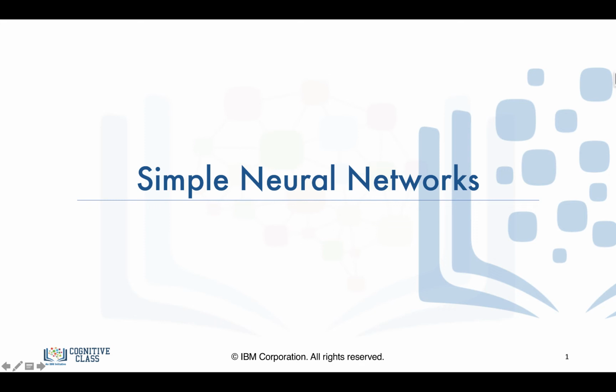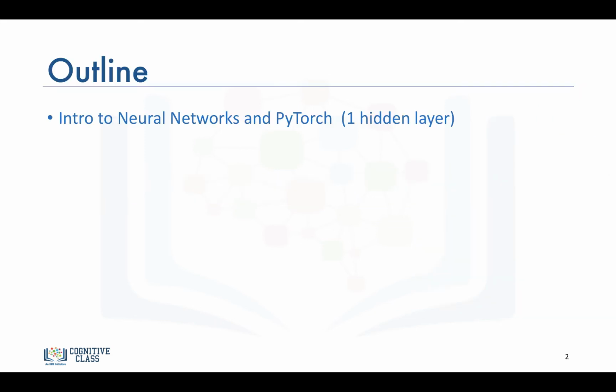In this video, we're going to discuss simple neural networks. We'll do an intro to neural networks in PyTorch with one hidden layer, and we'll know what that means very shortly. And then we'll discuss how more neurons allow you to build more complicated functions and allow you to classify data that you couldn't usually classify before.